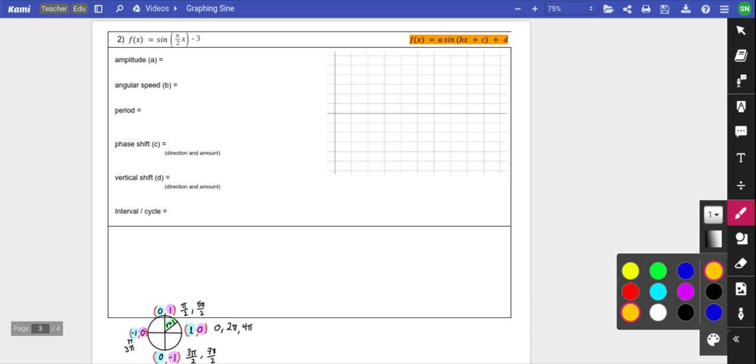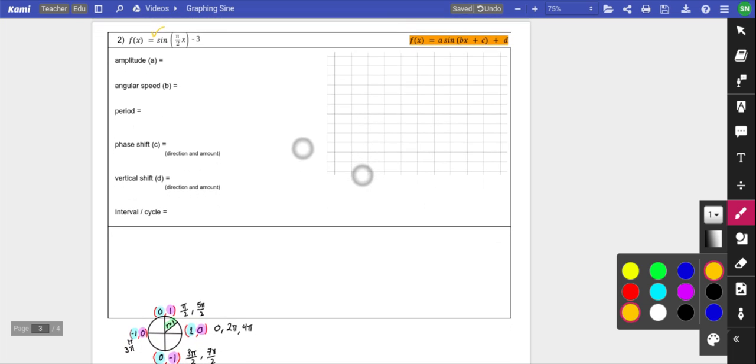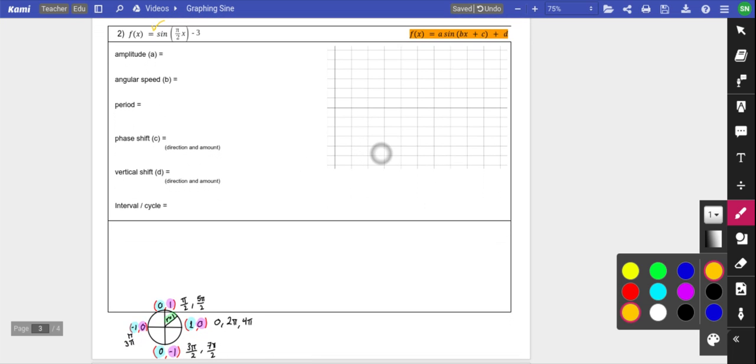The amplitude would be in this case the number that multiplies sine, that is in front. There's nothing there, which tells us that the amplitude is equal to 1. We'll put absolute value of 1, giving us 1. Angular speed, that would be the number that multiplies x. That's the one in front, which is pi over 2.